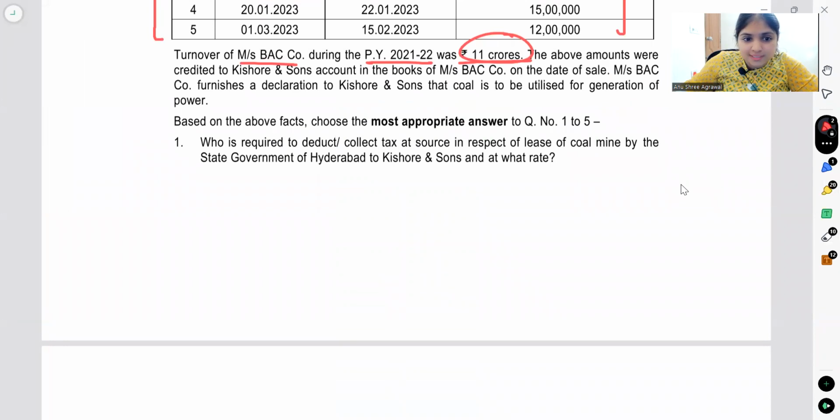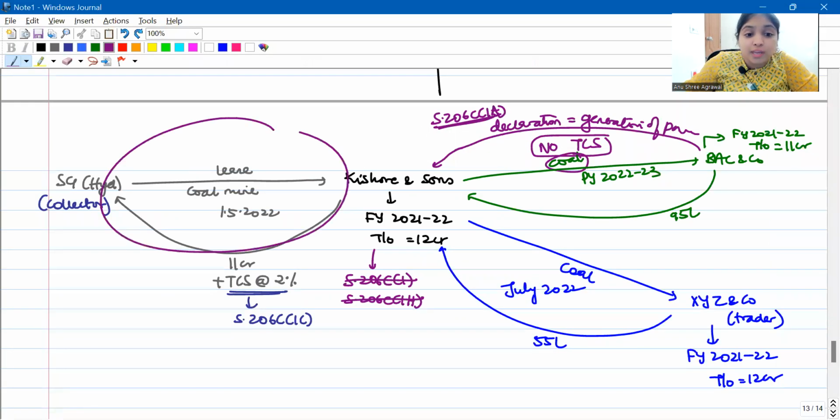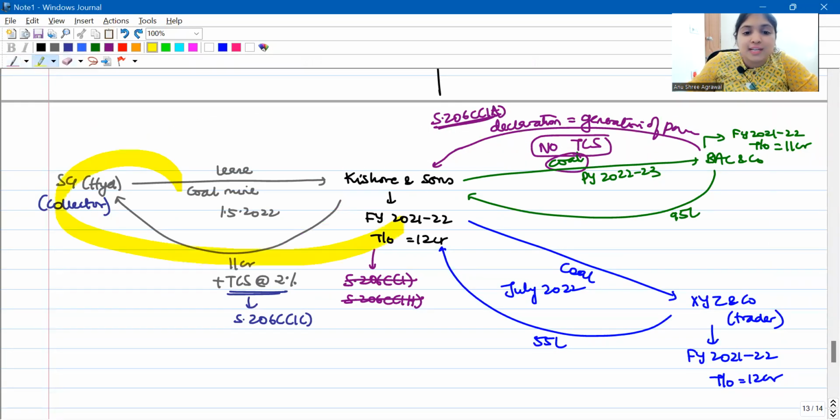Now let us look at the questions one by one. Who is required to deduct or collect tax at source in respect of lease of coal mine by the state government of Hyderabad to Kishore and Sons, and at what rate? We've already discussed this. They're talking about the lease of coal mine. For lease of coal mine, the state government of Hyderabad is going to be the collector. They are going to collect tax from Kishore and Sons under 206C1C at the rate of 2%.